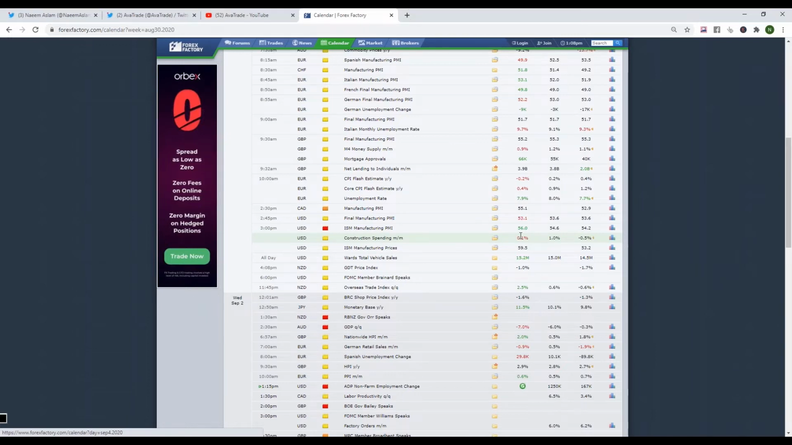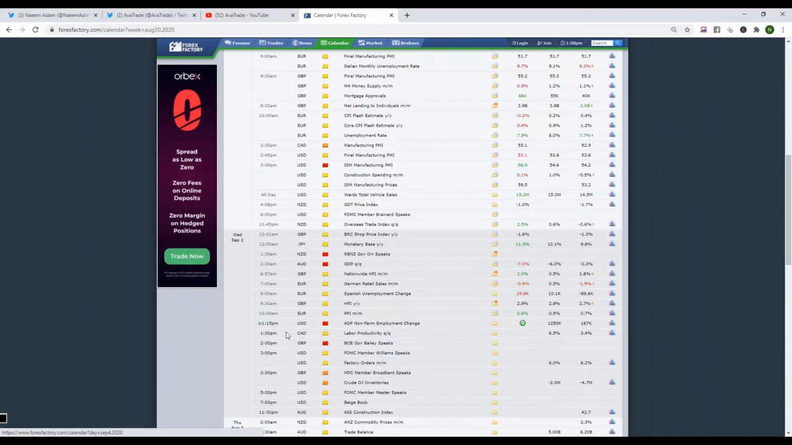The second one, which is going to be coming in at less than 6 minutes, is going to be the ADP non-farm employment change. The expectation is for 1.2 million against the previous reading of 167,000. So we are expecting a large number of jobs coming back in the market, and that is likely to move.